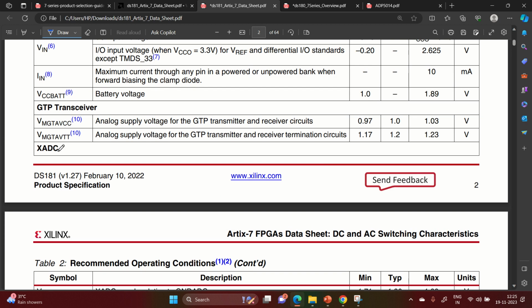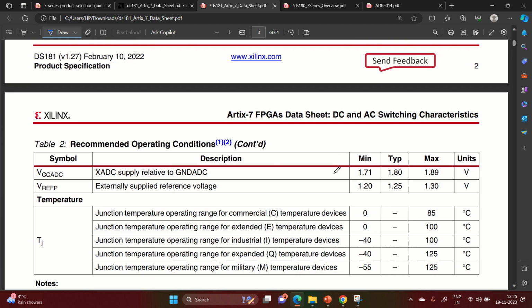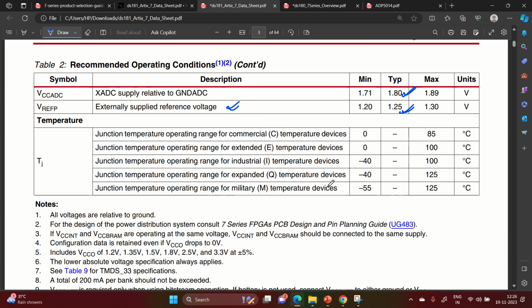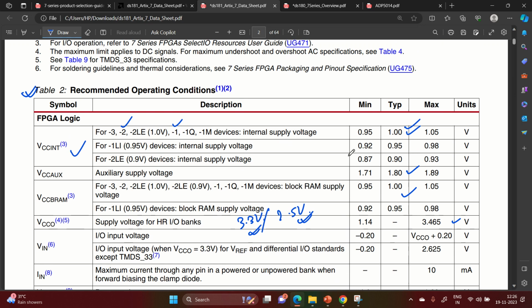You can see we have ADC voltage. If you want to utilize ADC, then you have internal ADC available at 1.8. VCC ADC you can supply 1.8 volt, or externally, if you want to give a reference, then you can put it at 1.25 volt. And since we have selected this temperature, which is commercial, going from 0 to 85 degrees centigrade, these are the most important parameters that you should look into before even thinking of your power supply scheme.